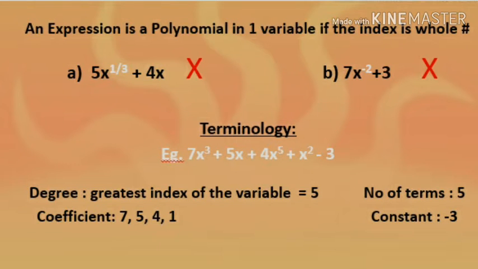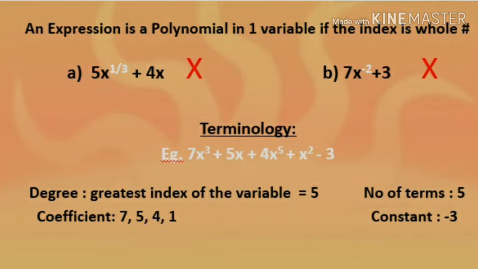Let us have a look at what is a polynomial and some of the terminologies used. Any expression is a polynomial in one variable if the index of that variable is a whole number. So any index which starts with 0 or 1, 2 and so on is a whole number. Now in the first example, the power of x variable is 1 by 3, that's a fraction. So this is not a whole number and hence this expression is not a polynomial. Similarly, in the second example, the power of x is minus 2, which is again not a whole number and hence it is not a polynomial.